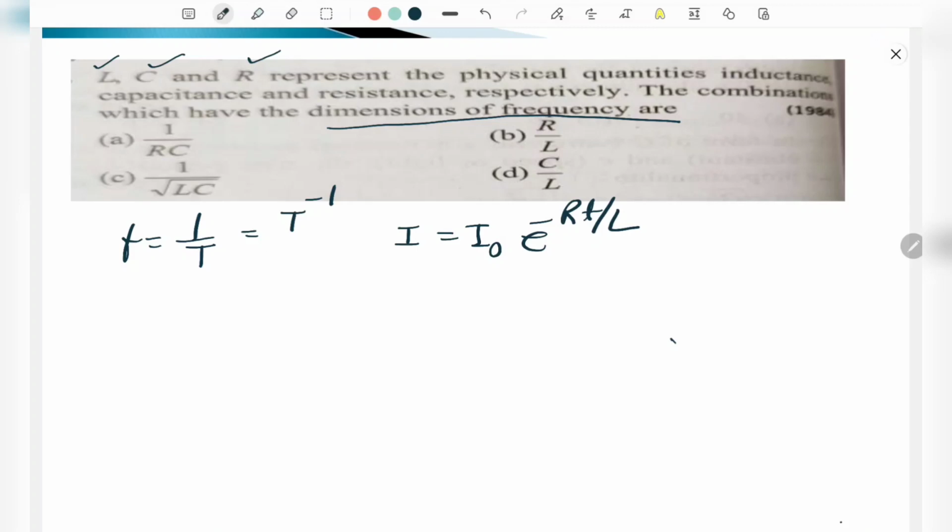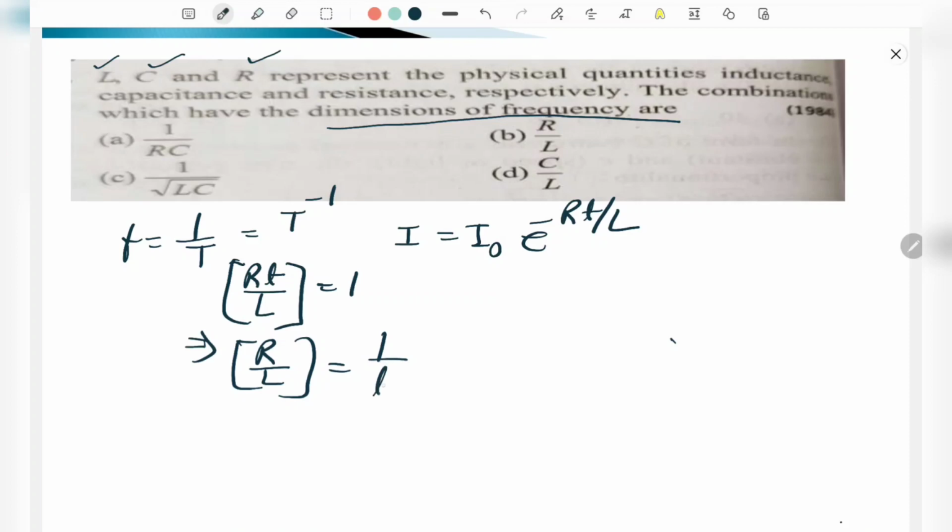Functions such as exponential and logarithm are all dimensionless quantities. Therefore, Rt by L is a dimensionless quantity. That means R by L has the dimension of 1 by T, which is T inverse, same as the dimension of frequency. So here option B is correct.